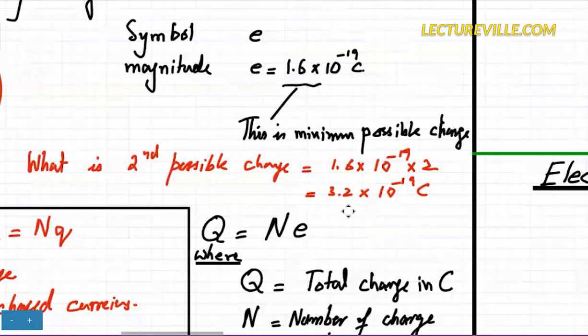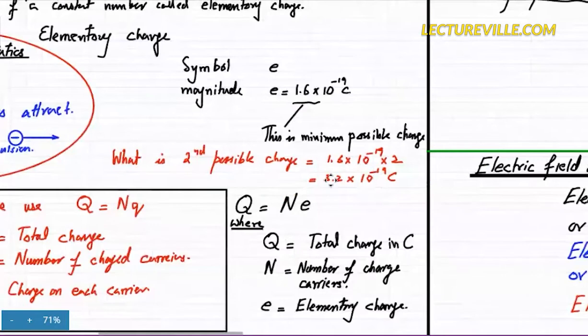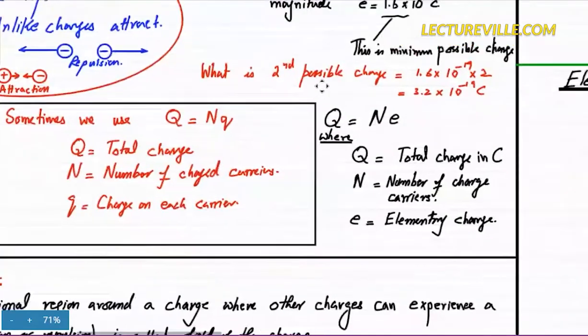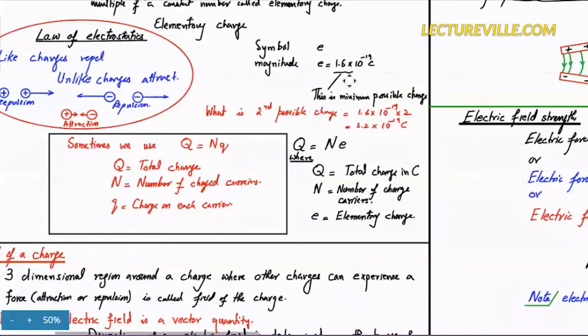Nothing can have a charge of 2.0 into 10 to the power minus 19, or a charge of 3.0 into 10 to the power minus 19. After 1.6 into 10 to the power minus 19, the next stop is 3.2. It means charge increases by steps, and that step is known as elementary charge. So this is another thing that you need to remember, that electron has negative elementary charge and proton has positive elementary charge. Charge on an electron is minus 1.6 into 10 to the power minus 19, and charge on a proton is 1.6 into 10 to the power minus 19.